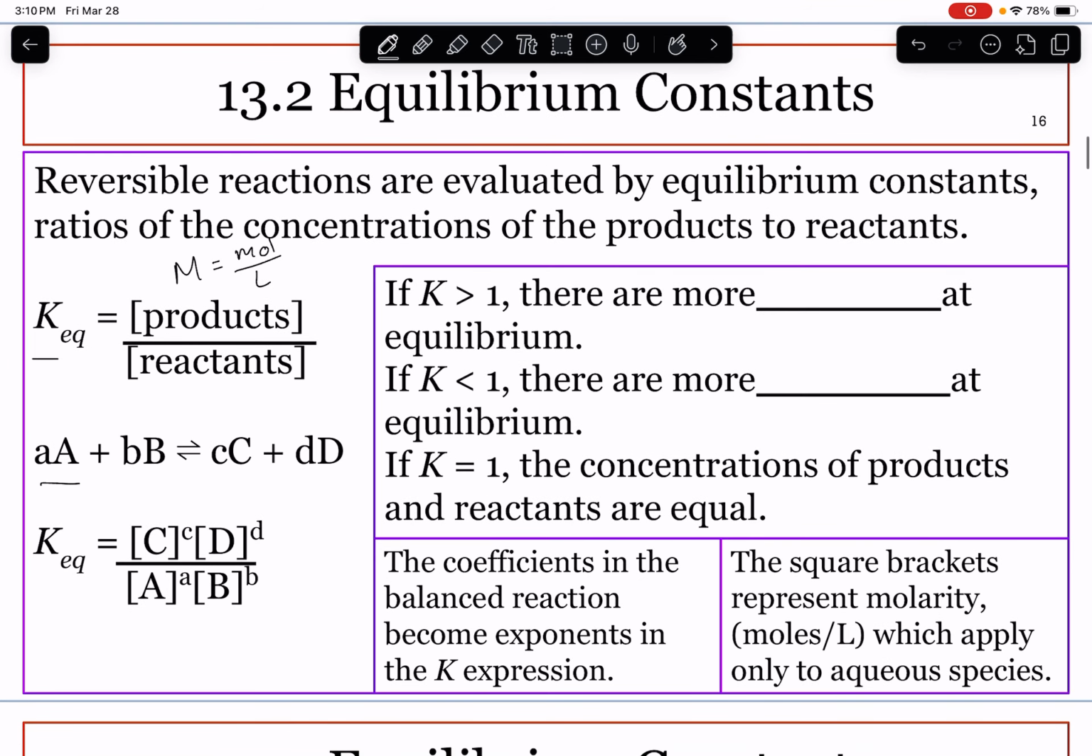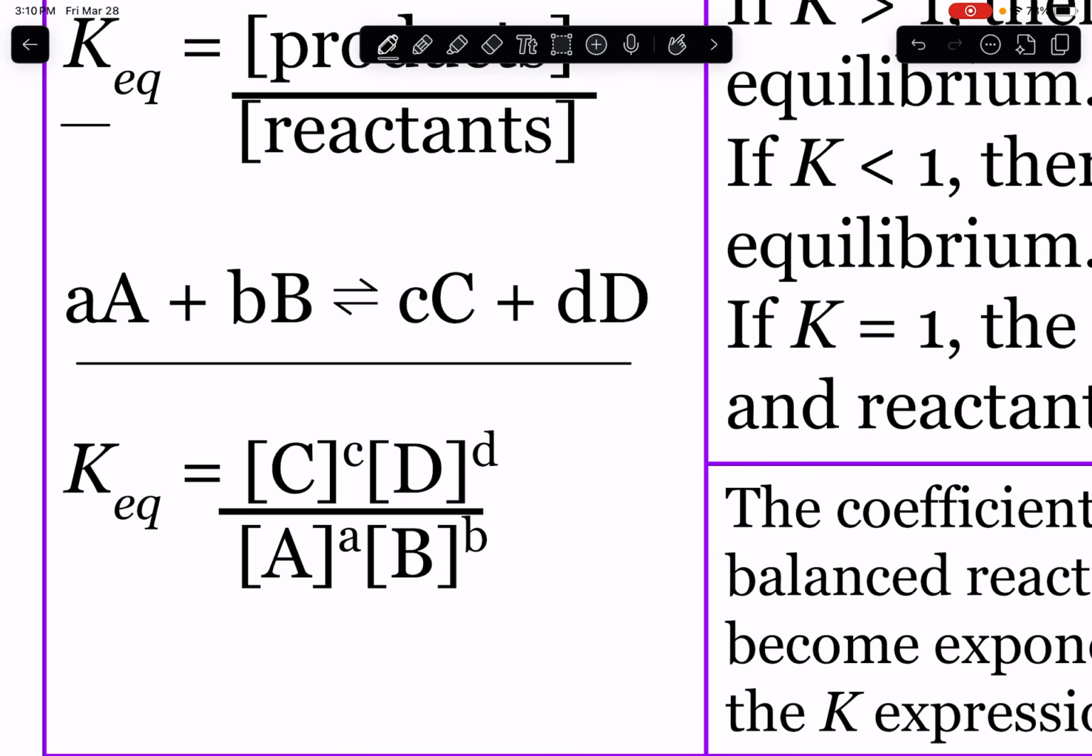For this general reaction, A plus B turns into C plus D, where the capital letters represent the molecules or compounds, whatever species it is. You can see that C and D are in the products, so they are in the numerator, and A and B are in the denominator. The lowercase c is a coefficient. If this lowercase c was a 1, then raising the power of c to 1 is the same thing. But if it's a 2, then you would be squaring the concentration of C before multiplying it by the concentration of D. And if this lowercase d was a 3, then you would be cubing the concentration of D before multiplying it by C.